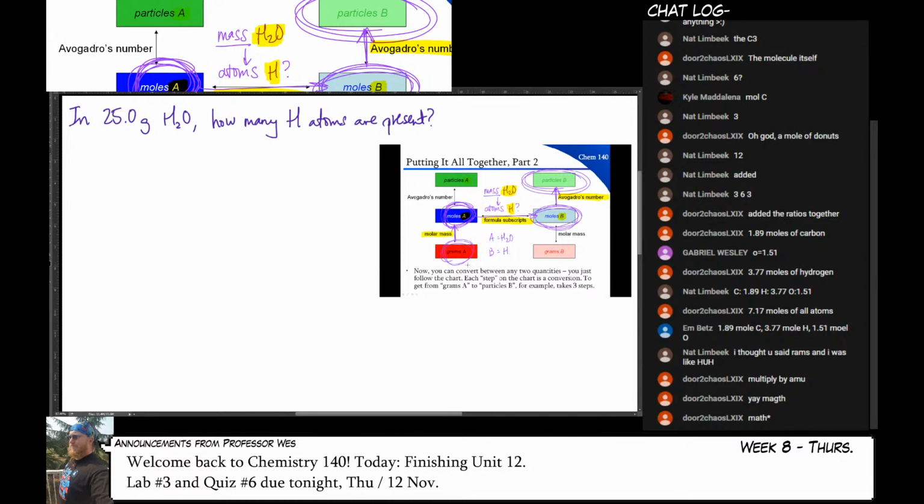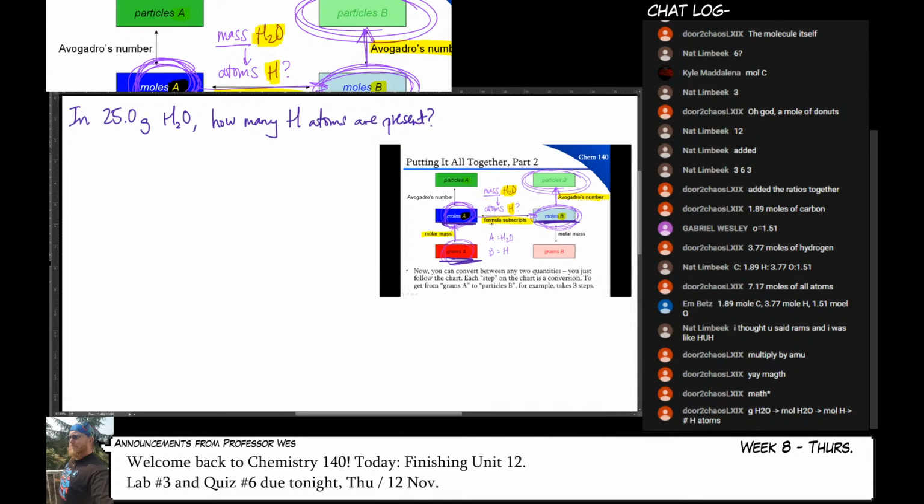All right. So our strategy is to start with the mass of water, turn it into moles of water, figure out how many moles of hydrogen are in that sample of water. And then once I know how many moles of hydrogen there are, I can figure out how many atoms of hydrogen there are. So let's do that. Let's set up the calculation. We'll do that down here in this big space.